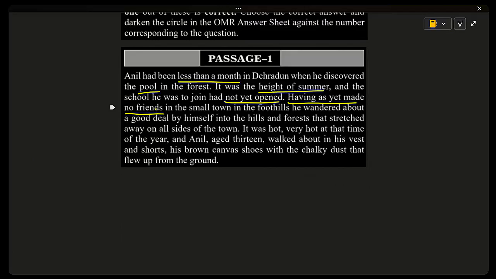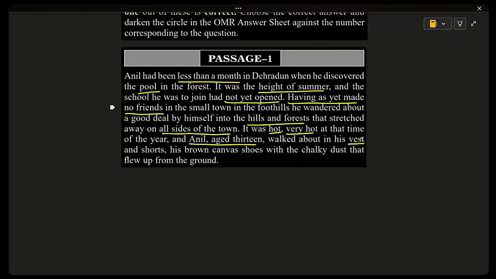In the foothills, that means it is a mountain region. He wandered about a good deal by himself. That is, rather than making new friends, he wanted to explore the hills and forests that stretched on all sides of the town. It was hot, very hot at that time of the year because it is summer. And Anil, aged 13, walked about in his vest.